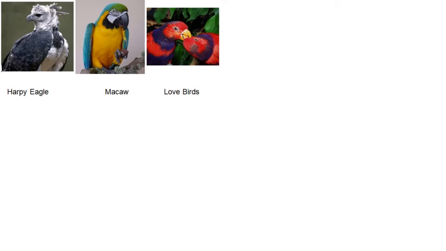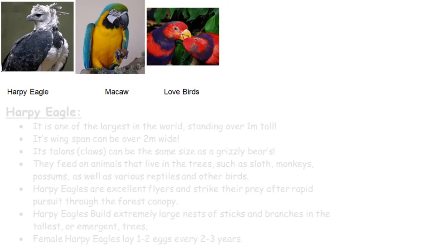Okay, let's have a look at some of the types of creatures that live in the emergent layer of the rainforest. That's the layer that's right at the very top, where those trees are reaching out for the sunlight. So we've got the harpy eagle, the macaw, lovebirds. Okay, so you can see from this that they're all birds that are living that high up. I suppose they need the space to fly between the trees. But the one I want to look at here now is the harpy eagle.